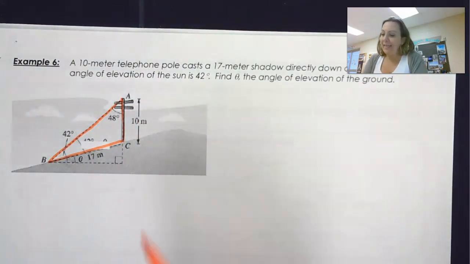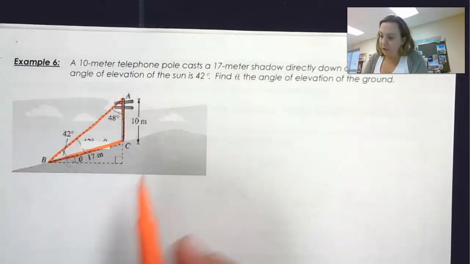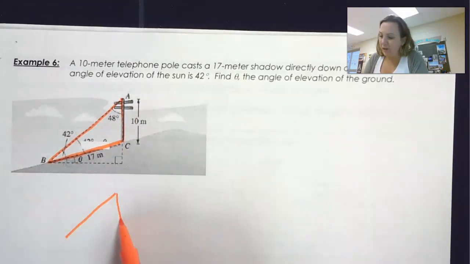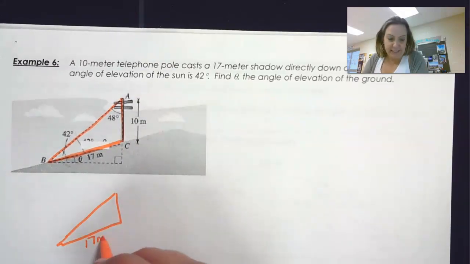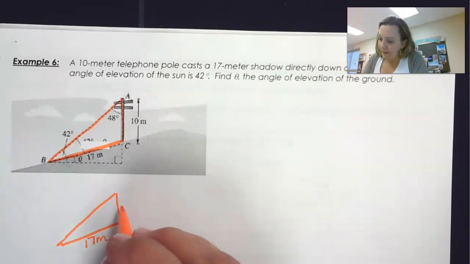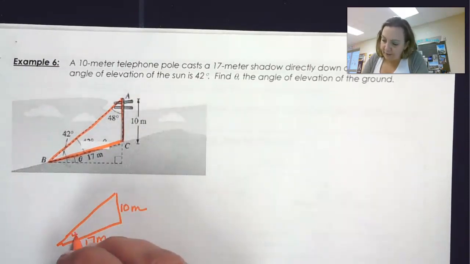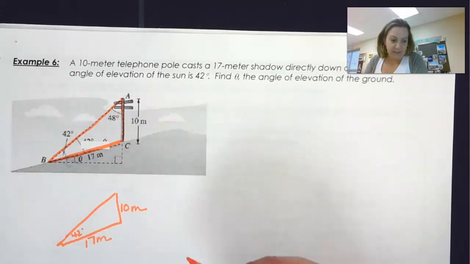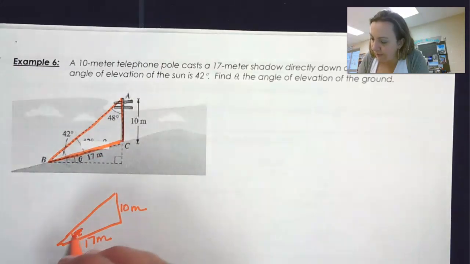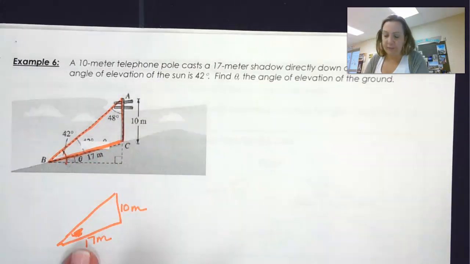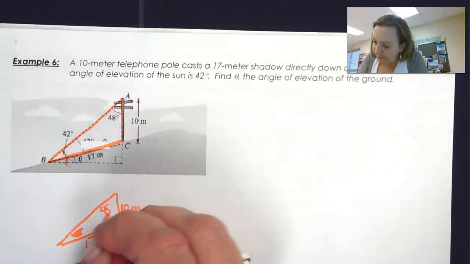All right. In this triangle, we know that this, and I don't know if you want to draw it down here or what. Is that helpful to kind of take it out of the context? This is going to be 17 meters. This is going to be 10 meters. We know this is 42 degrees. And, oh no, this whole thing is 42 degrees. Sorry, this whole angle is 42 degrees, so we don't want to label that. And then this is 48 degrees.